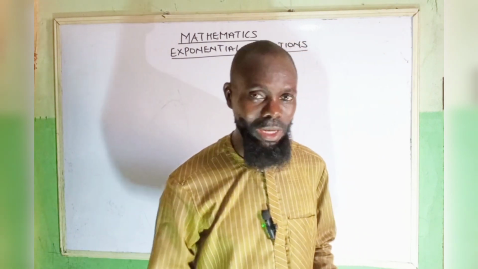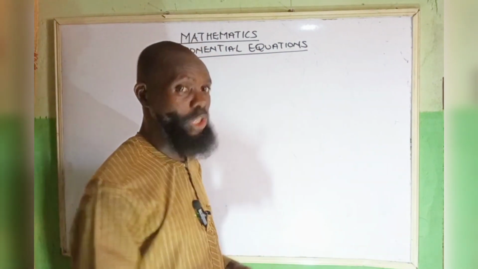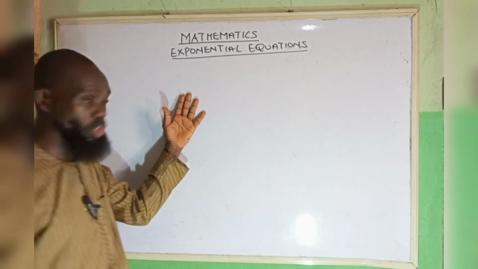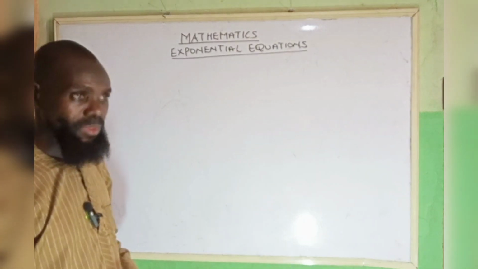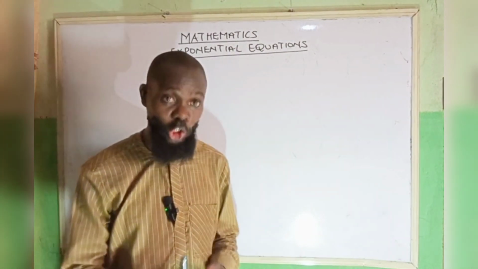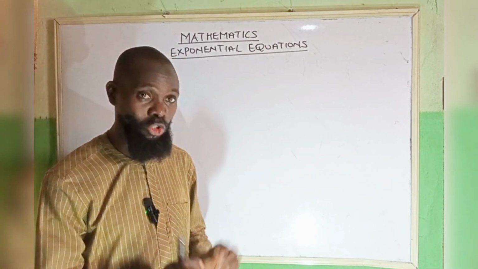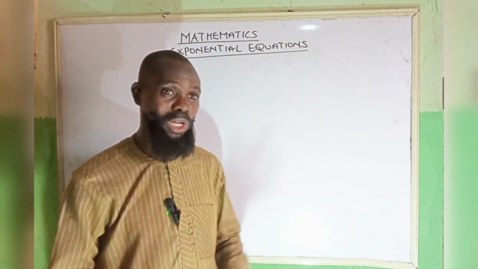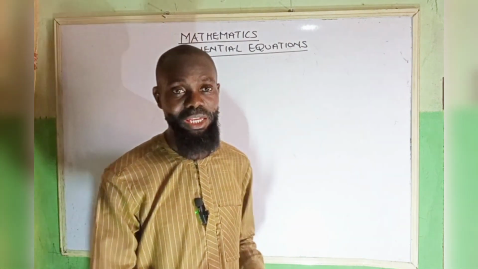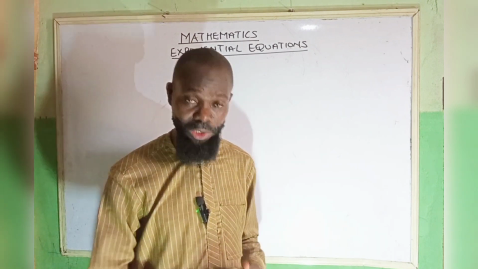Now, in our previous classes, we've discussed indices, the rules of indices. Today, we are going to be looking at exponential equations in indices. In exponential equations, we are going to be using the term solve. Anytime in mathematics you use solve, it means you have to find the unknown letter in the particular equation. And we have differentiated between expression and equation. So today's equation, we're going to be having equal signs.